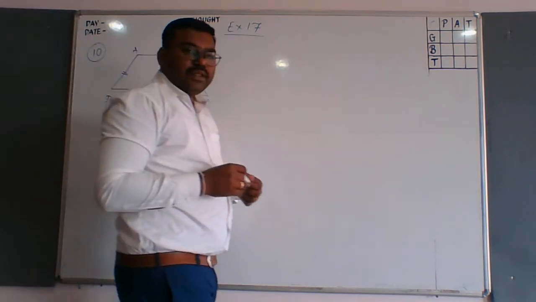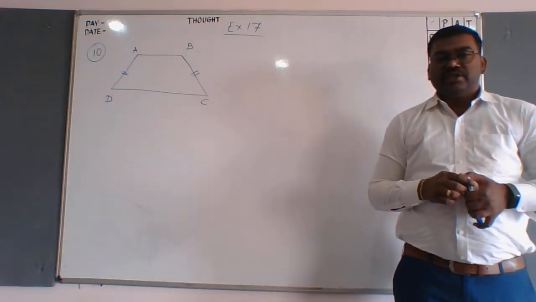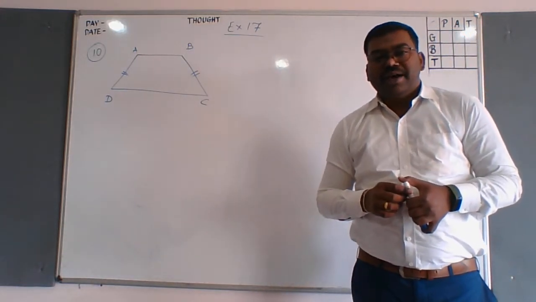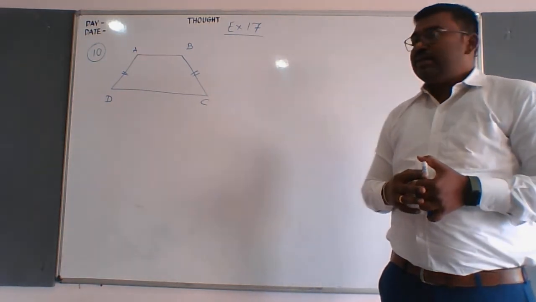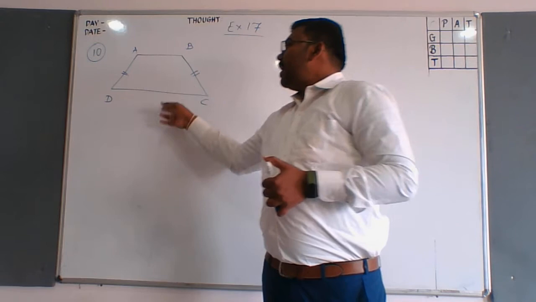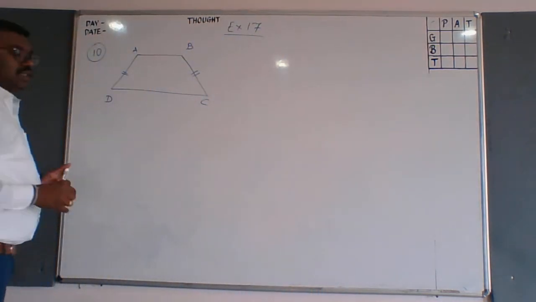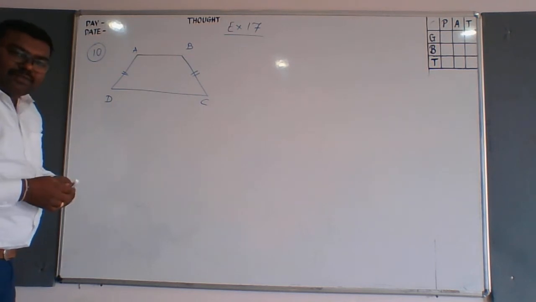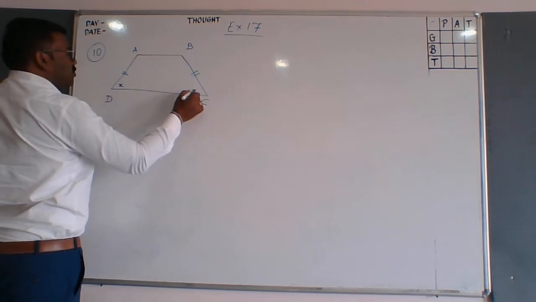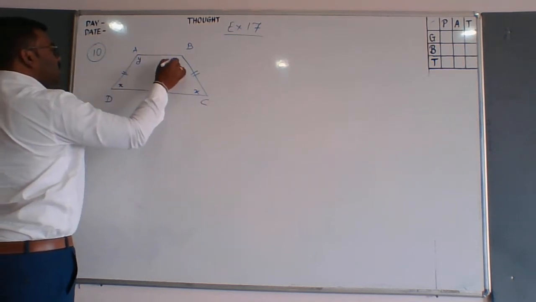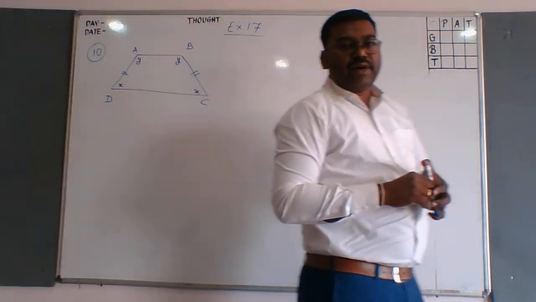In this isosceles trapezium, if you remember, in the first session we learned the properties of the isosceles trapezium. The two sides are parallel to each other and the non-parallel sides are equal. Also, the base angles are equal: these two angles are equal, and also these two angles are equal.